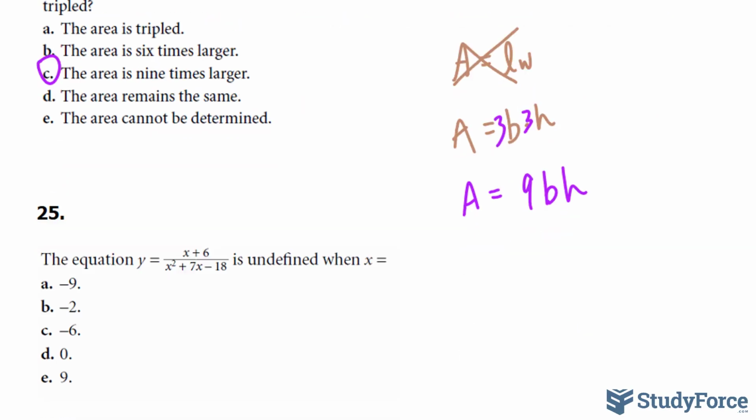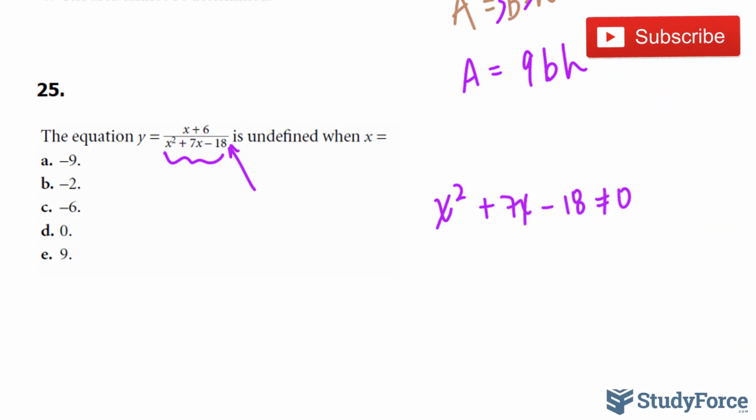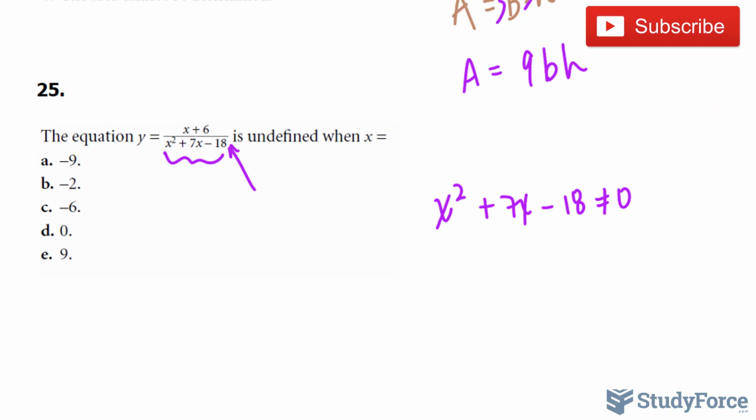And finally, on to our last question before we revisit those that we skipped. The equation y is equal to this is undefined when x is equal to. For this, you have to find the domain. And for the domain, one of the restrictions with fractions is that the bottom can't be equal to 0. So x squared plus 7x minus 18 cannot equal 0. We have to find out when it is, and from there we can figure this out.